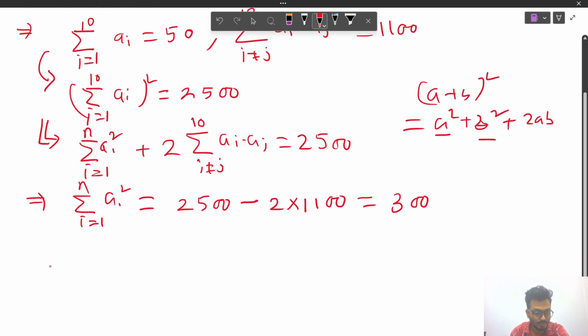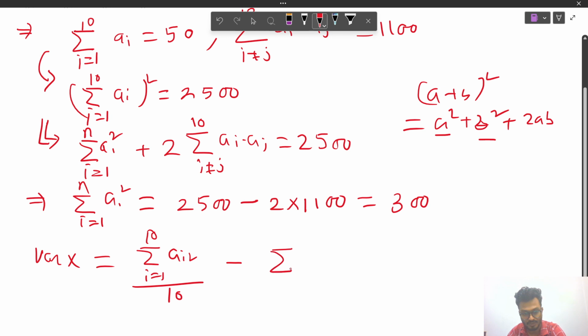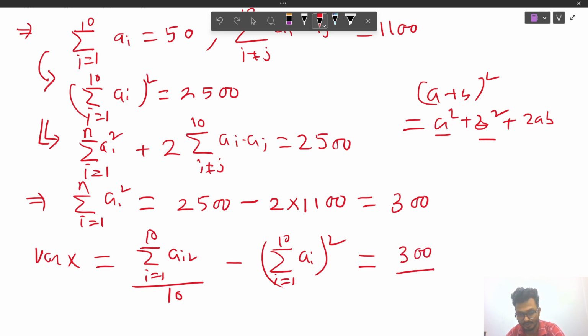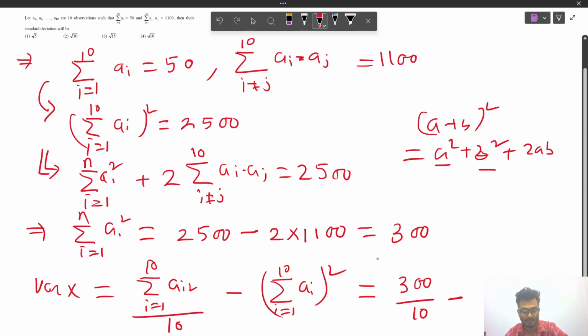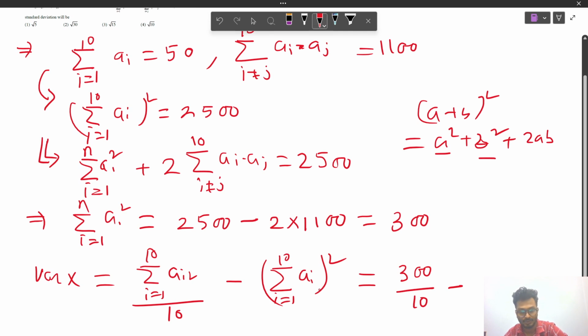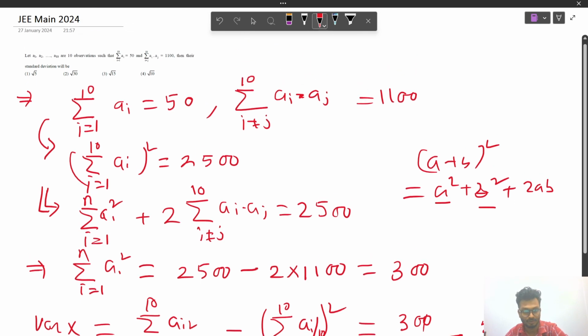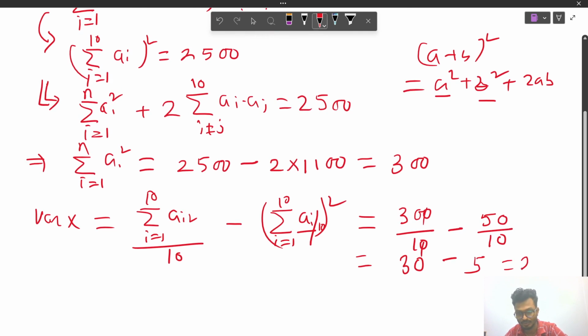Now we have to find first of all Var(x). Var(x) is nothing but the summation of ai square divided by 10, since 10 observations are there, minus the square of the summation of ai divided by 10. The summation of ai square is 300, so 300 divided by 10, which is 30, minus the square of the summation of ai divided by 10.